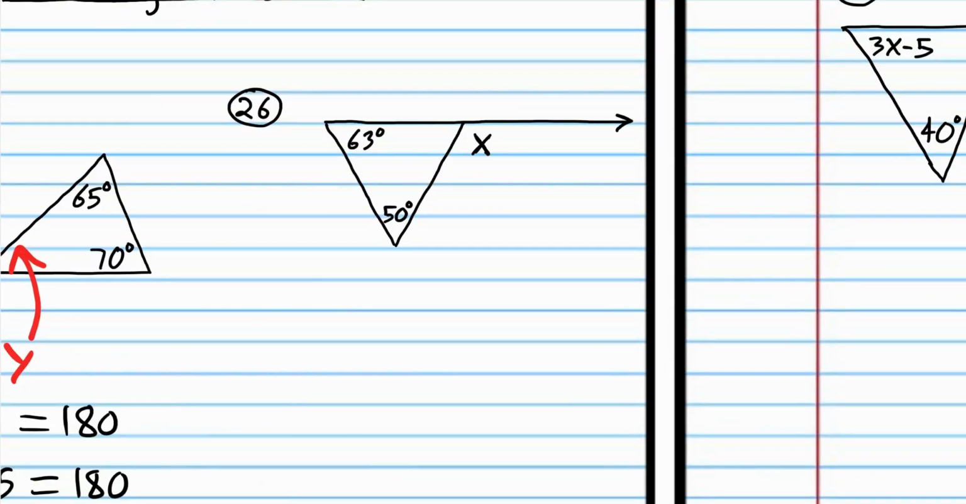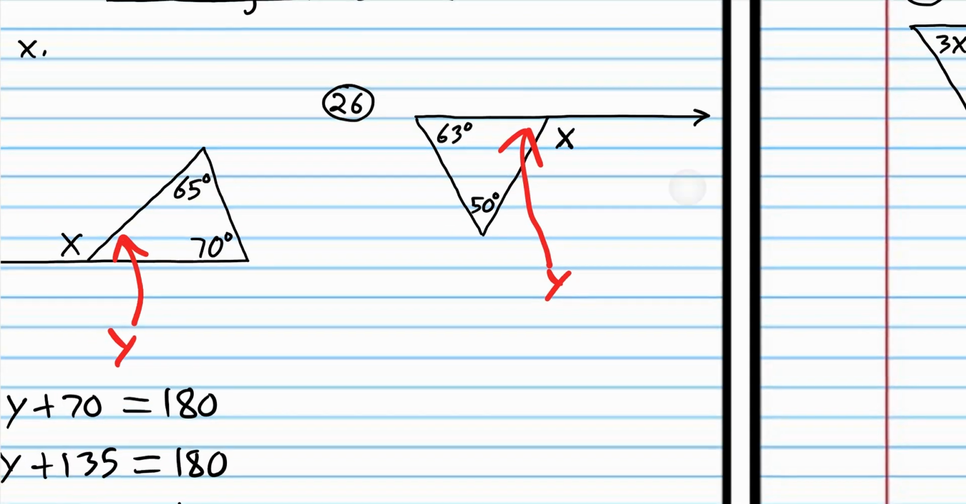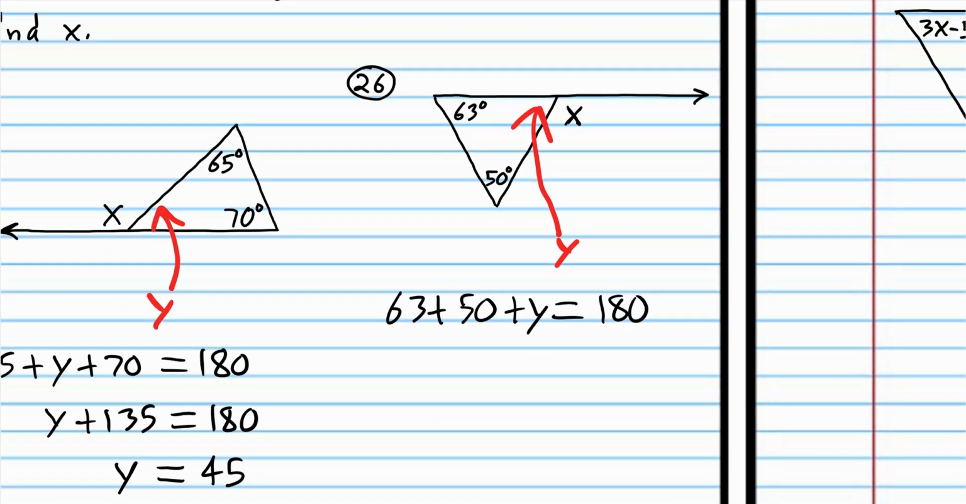All right, we're back. So let's call this angle y. And we know that if we add up all those angles inside the triangle, the sum must be 180 degrees. 50 plus 63 is 113.